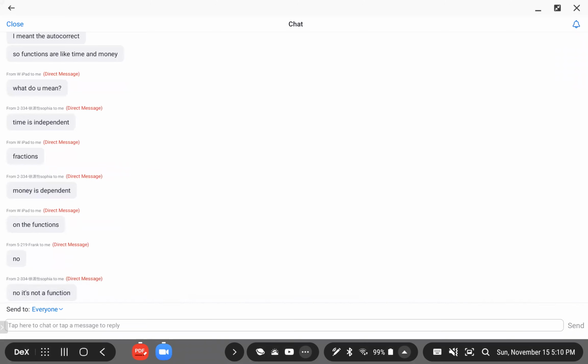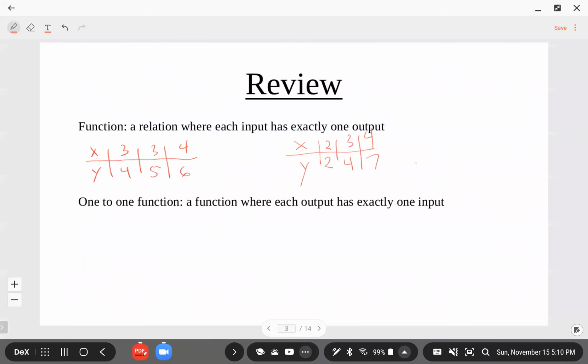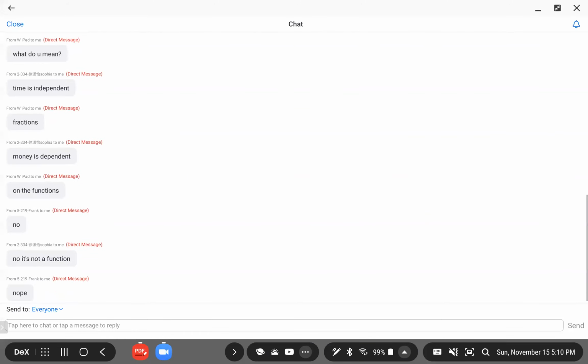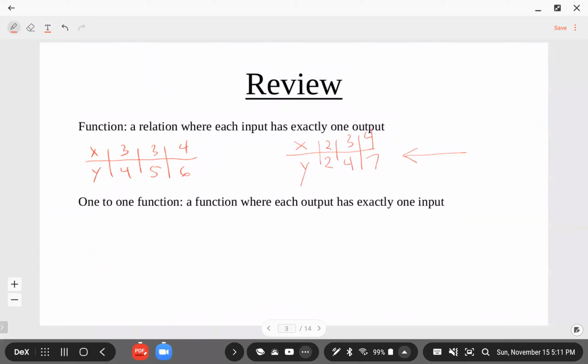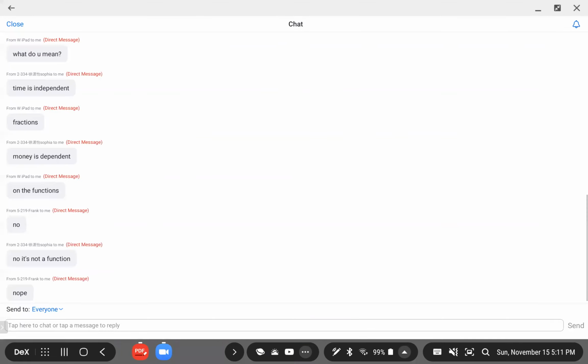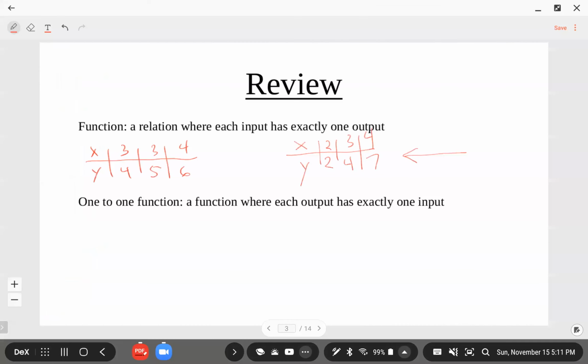Sophia says no, it is not a function. Why is it not a function? Can anybody explain why this is not a function? Any explanations? If not, then I'll walk you through it.